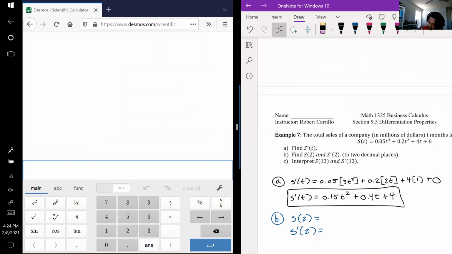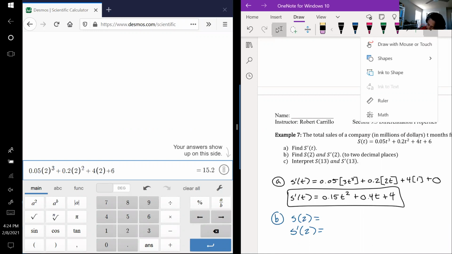I'm going to put 2 into the first function, so 0.05 times 2 cubed plus 0.2 times 2 squared plus 4 times 2 plus 6, 15.2.